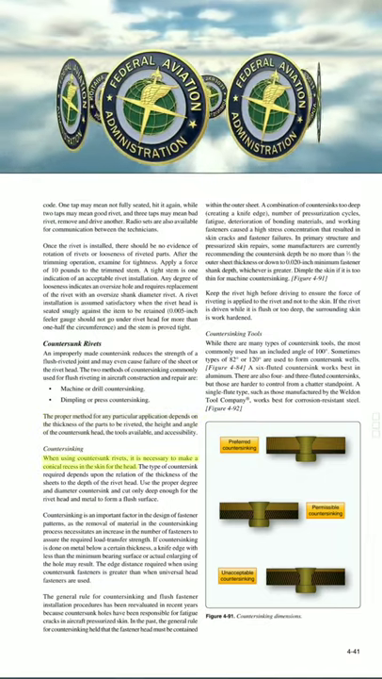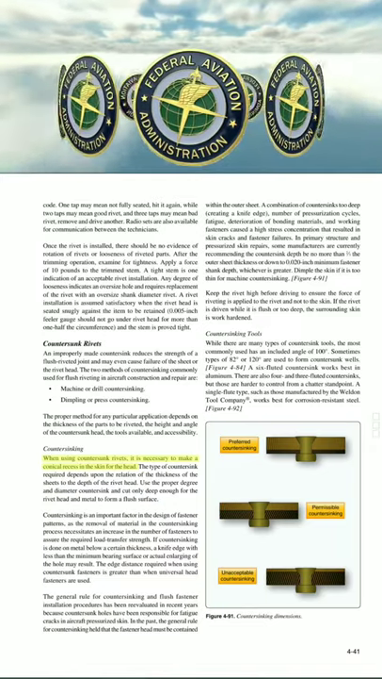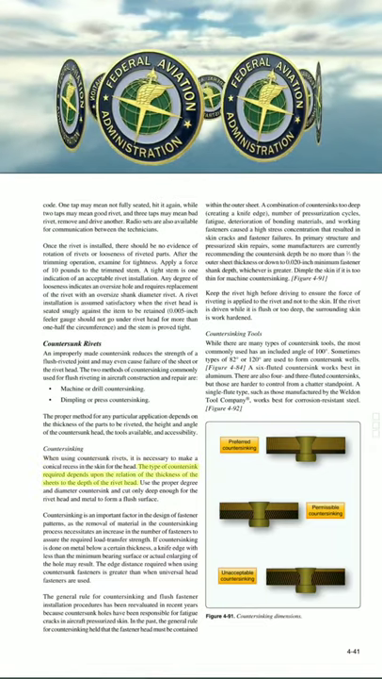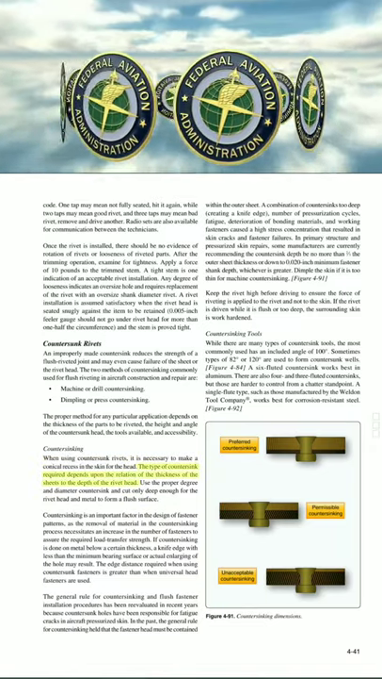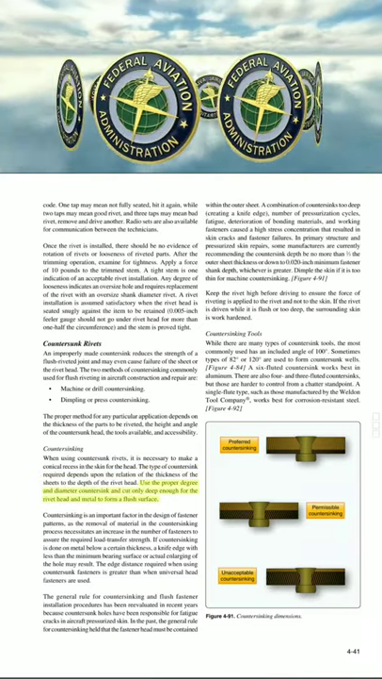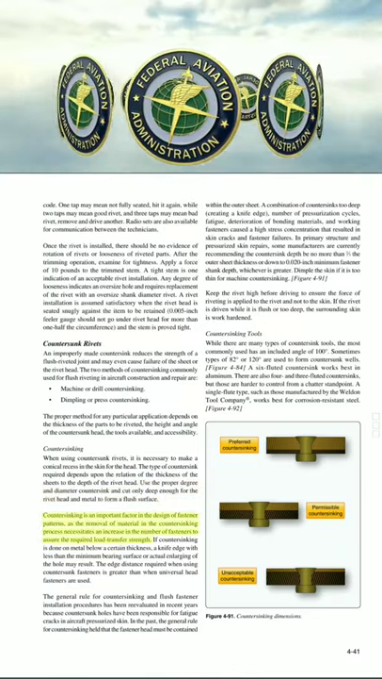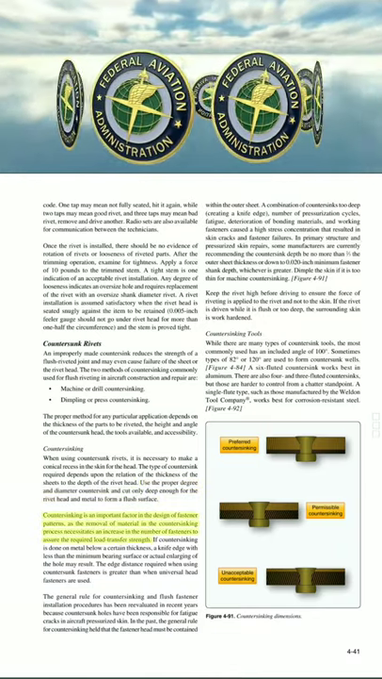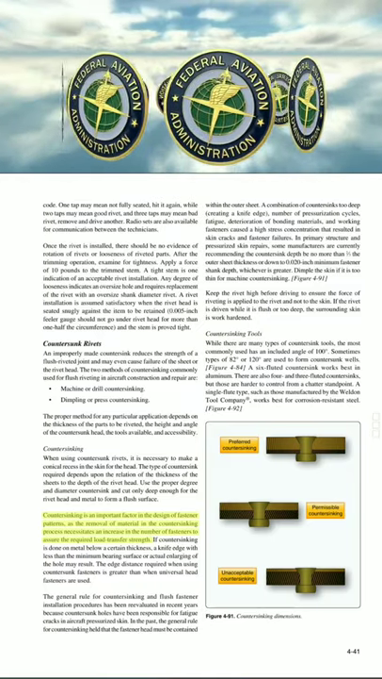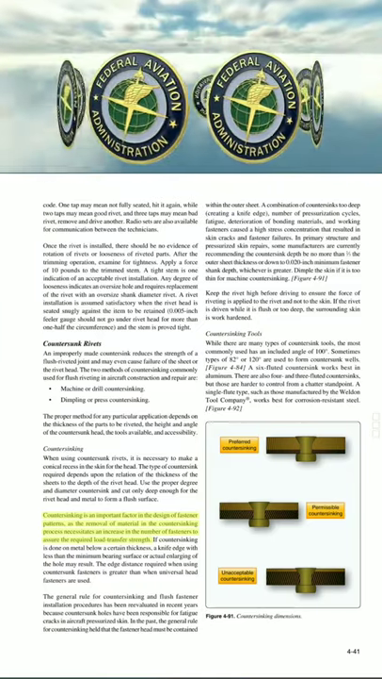Countersinking. When using countersunk rivets, it is necessary to make a conical recess in the skin for the head. The type of countersink required depends upon the relation of the thickness of the sheets to the depth of the rivet head. Use the proper degree and diameter countersink and cut only deep enough for the rivet head and metal to form a flush surface. Countersinking is an important factor in the design of fastener patterns, as the removal of material in the countersinking process necessitates an increase in the number of fasteners to assure the required load transfer strength.